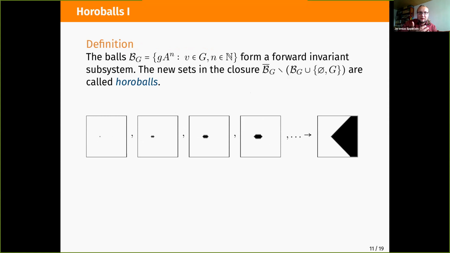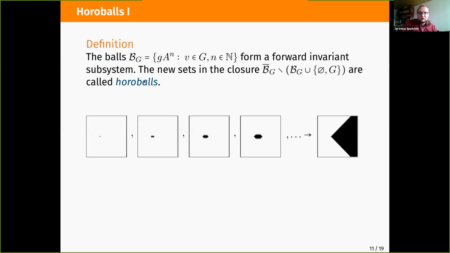So if you look at the subset of balls, so subsets of the form G A to the N, if A is symmetric, these are really the balls in the Cayley graphs. They clearly form a forward invariant subsystem. So if I apply my map to such a ball, I just get the ball with radius one bigger. But it's not a closed subsystem. And the new sets that arise in the closure, besides the empty set and the whole set, are called hollow balls. So this is a notion that comes from hyperbolic geometry and was introduced by Gromov to this context.